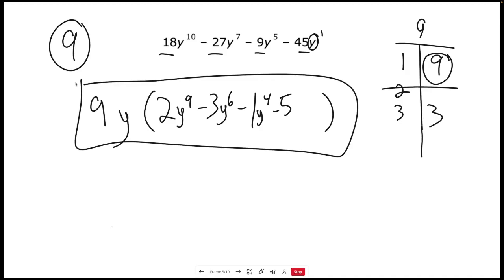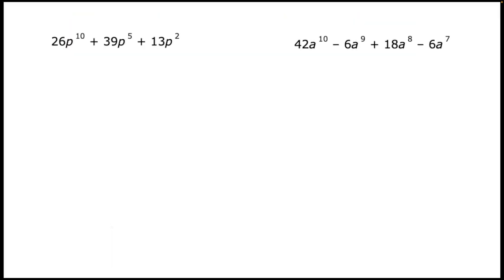All right, so some shortcuts there: look for the lower numbers. It's time to practice. Go ahead and pause the video and try these two on your own, and when you're ready, you can unpause and we'll check your answers.